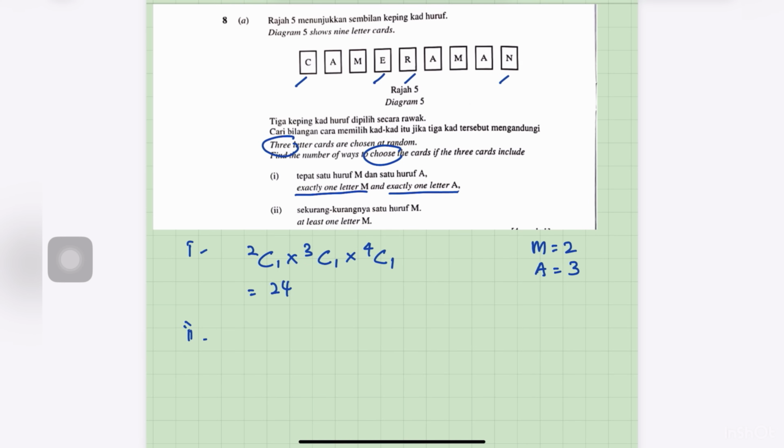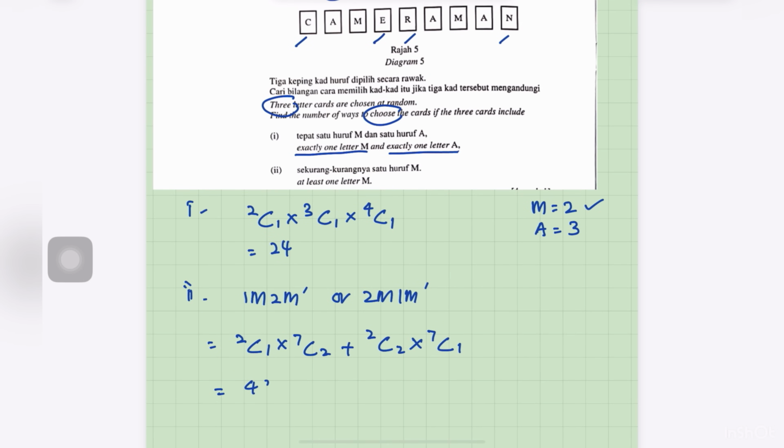Roman 2, at least 1 letter M. Okay, at least means 1 or more. So 1 M or 2 M. 3 Ms is not possible because there are only 2 Ms. If we choose 3 cards, then if 1 M, we have 2 not-M. If 2 M, we have 1 not-M. Okay, so we choose 2C1. Okay, so there were 9 letters, 9 minus 2 is 7. So for the non-M, 7C2. Then plus 2C2 times 7C1. Okay, so we can find its answer is 49 ways.